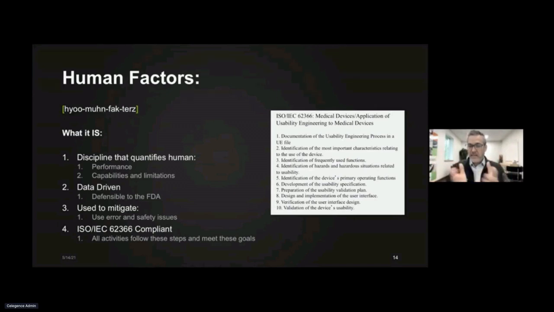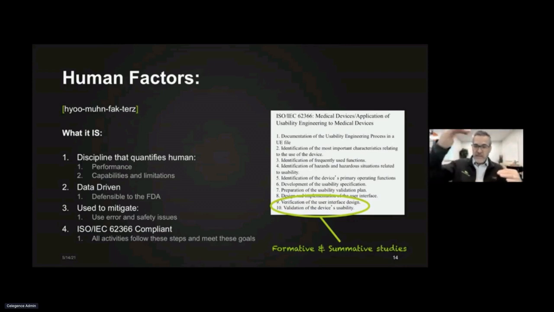And then you design, number 8, that's your industrial design there, design and implement the user interface. And then you verify that your design meets the user interface requirements, and then you validate its usability. And this verification and this validation, this is done with formative studies and summative studies that you do throughout your development process. So these things occur during the development process. They start early, and then they happen throughout the development process as you're making things and you're testing them and you're trying them all the way to the end until you validate your final concept.